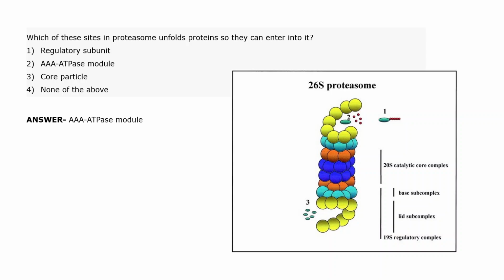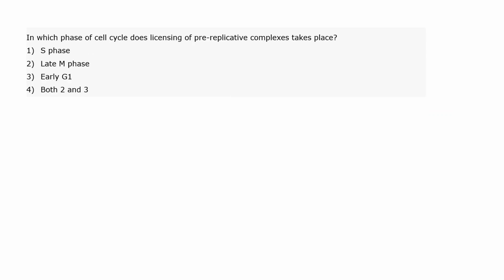Okay, so I think I am clear. I will move on to the next question then. Coming on to the next question: in which of the following phases of the cell cycle does licensing of pre-replicating complex take place? S phase, late M phase, early G1, both 2 and 3. Licensing of pre-replicating complex takes place at which phase of the cell cycle?